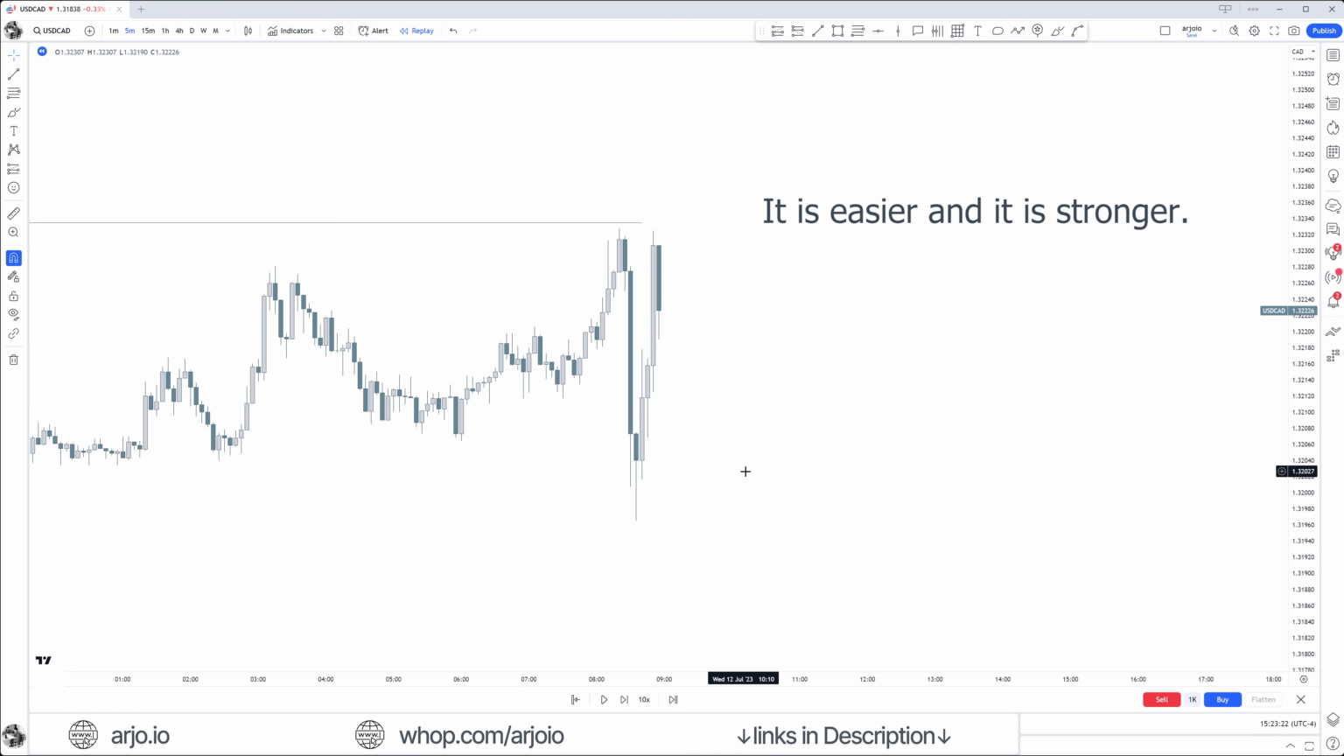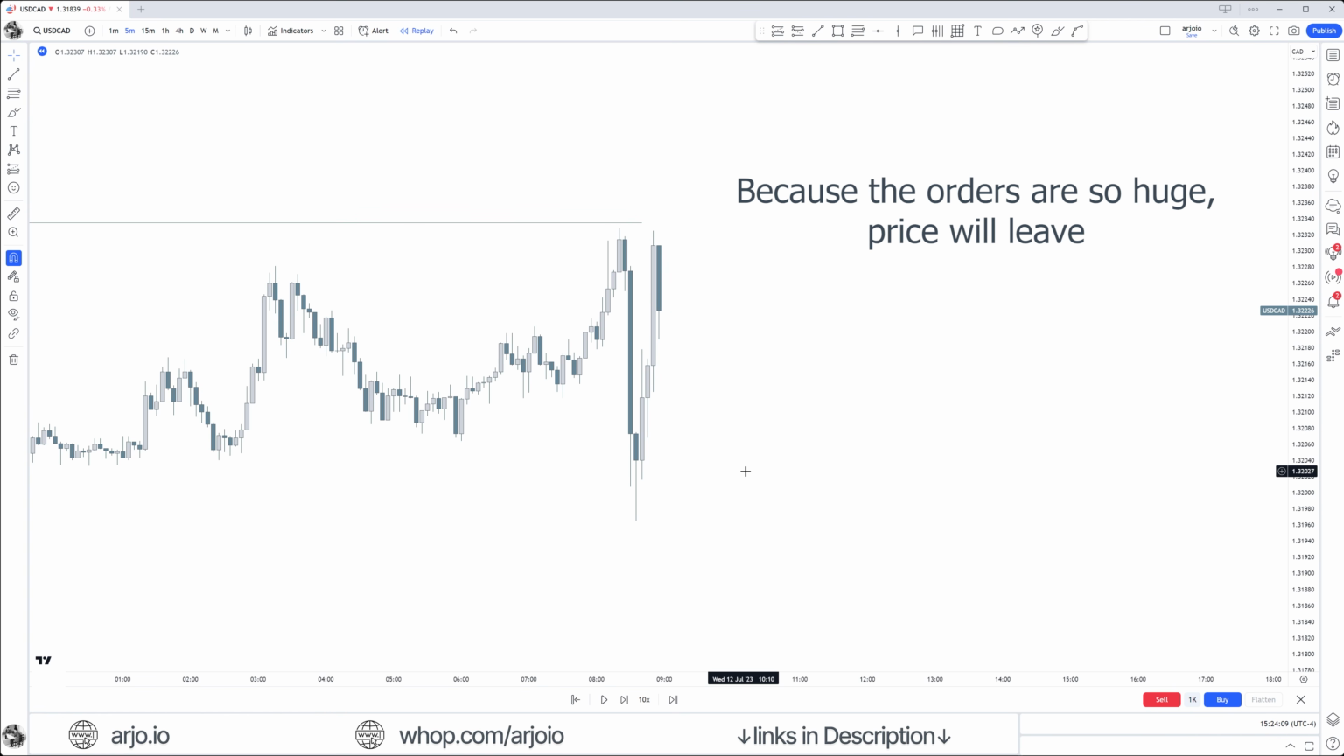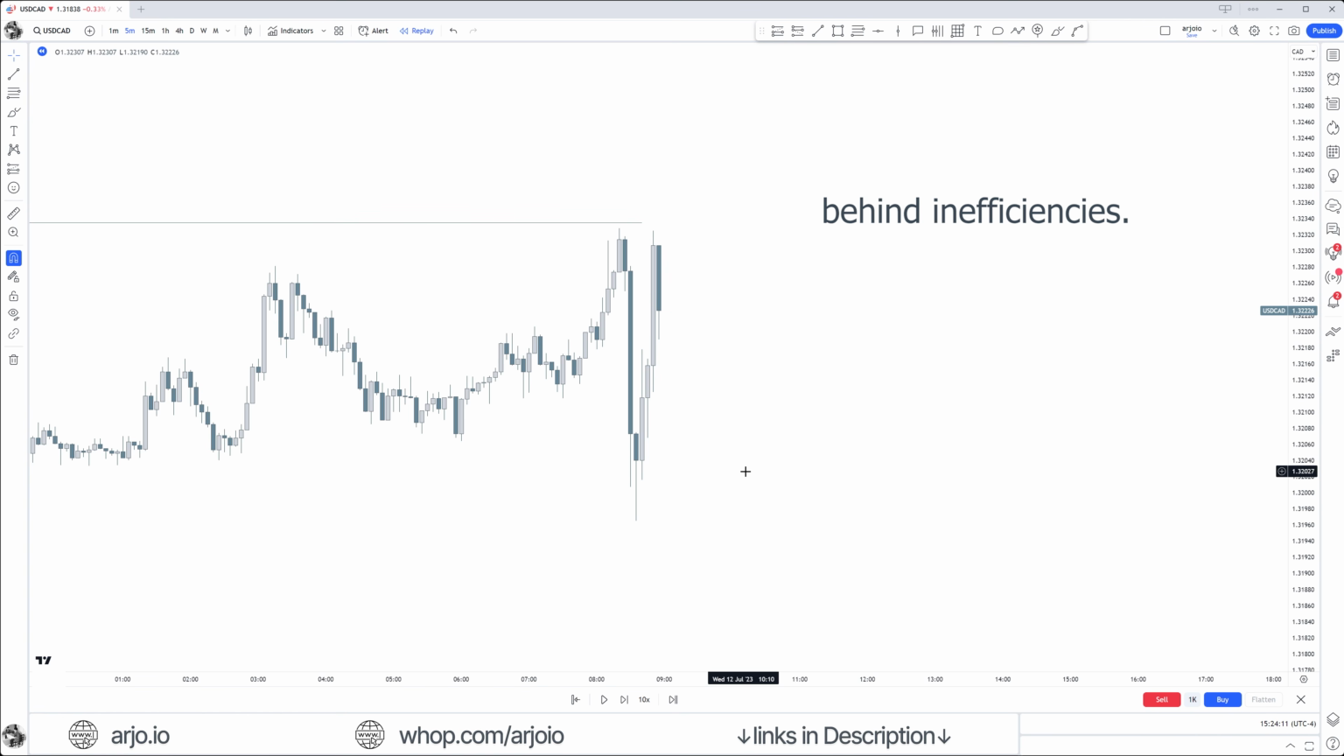It is easier and it is stronger. And the logic behind it is, if price is run by some sort of algorithm, by financial institutions, by banks, etc., and they have huge orders, what will happen in price? Price will displace. Price will displace. What is displacement again? A fair value gap. Price will show fair value gaps when we are coming off a premium or discount array. Price will show fair value gaps because the orders are so huge. Price will leave behind inefficiencies.